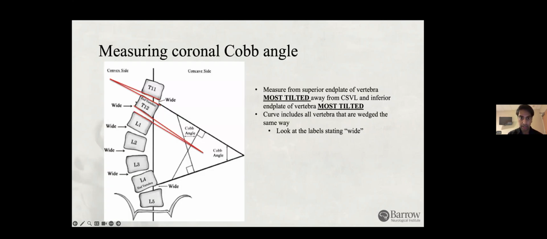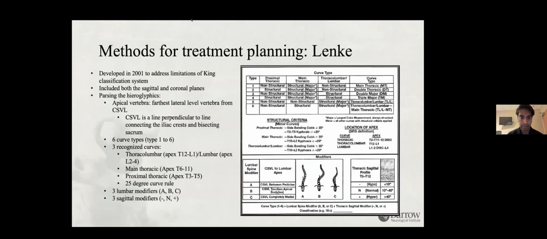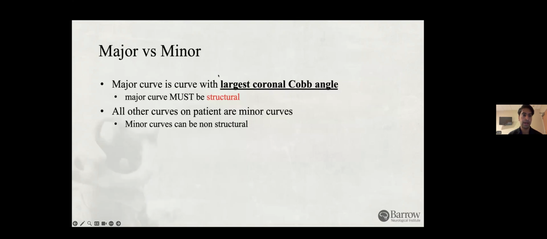So if you look at the original chart, the curve type depends on whether those curves are structural and whether they're major or minor curves. So how do we know if something's a major or a minor curve? The major curve is simply the curve on the patient that has the largest angle. And the only rule is that the major curve has to be structural, so it cannot reduce to less than 25 degrees. All the other curves on the patient are considered minor curves.